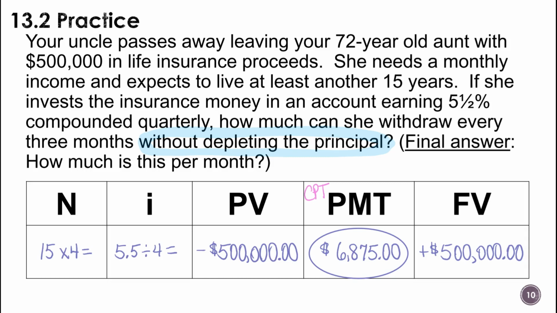Remember, quarterly is every 3 months, so we would divide this by 3 to find out the monthly amount, and it does ask us to do that. How much is this per month? So we don't want to stop yet until we figure that out. So it would be $2,291.67 per month. All right, so that is our monthly amount. But it's every quarter, and so she would have that monthly amount then from that quarterly payment.